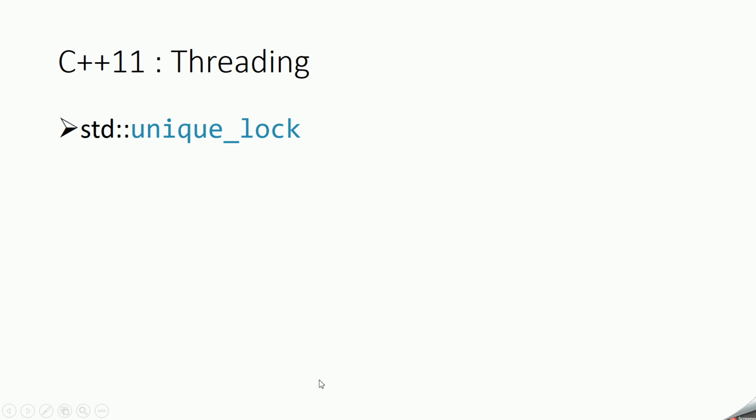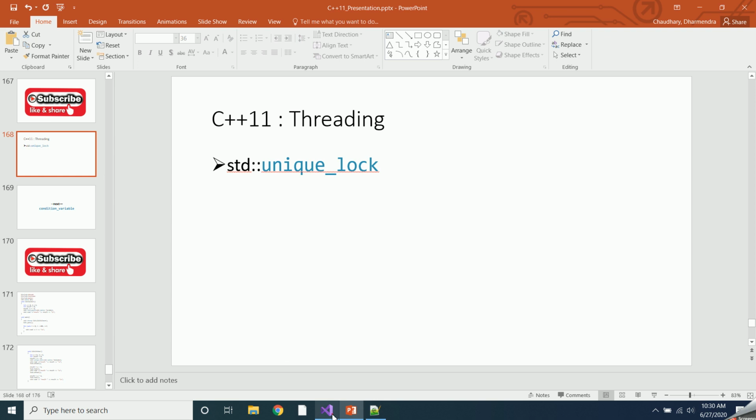In this video, we are going to learn about a thread synchronization mechanism or locking mechanism called unique lock. In my previous video, we learned about a synchronization mechanism called lock guard, and we also saw the problem with the lock guard. Now in this video, we will see how we can solve that problem with the help of unique lock. Okay, so let's begin.